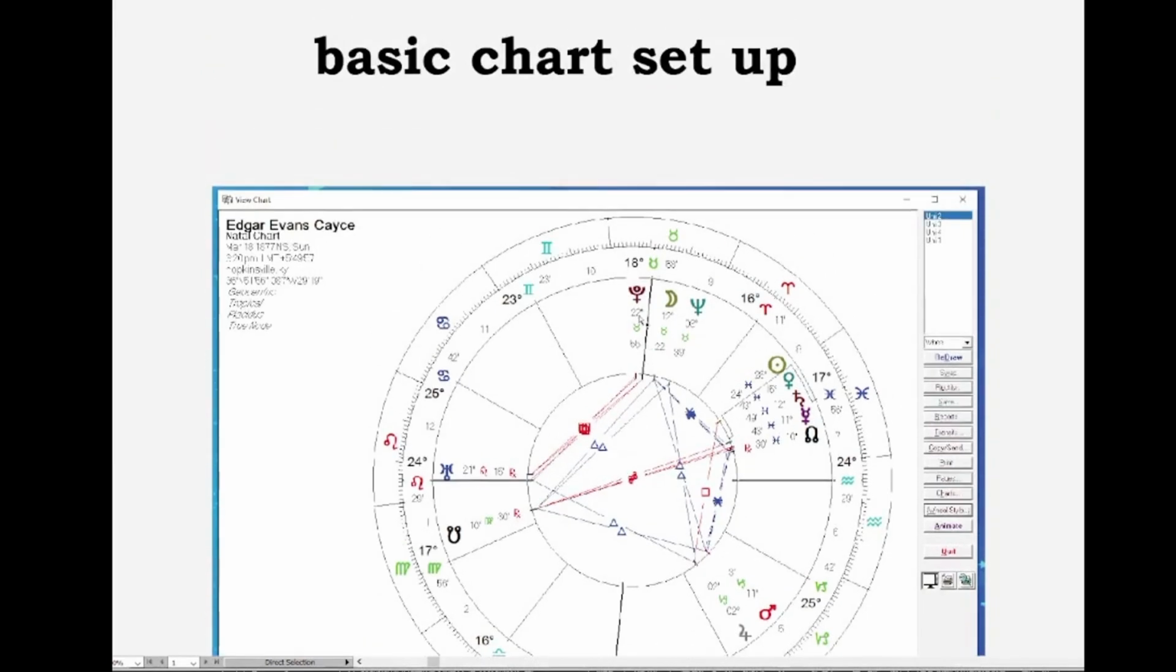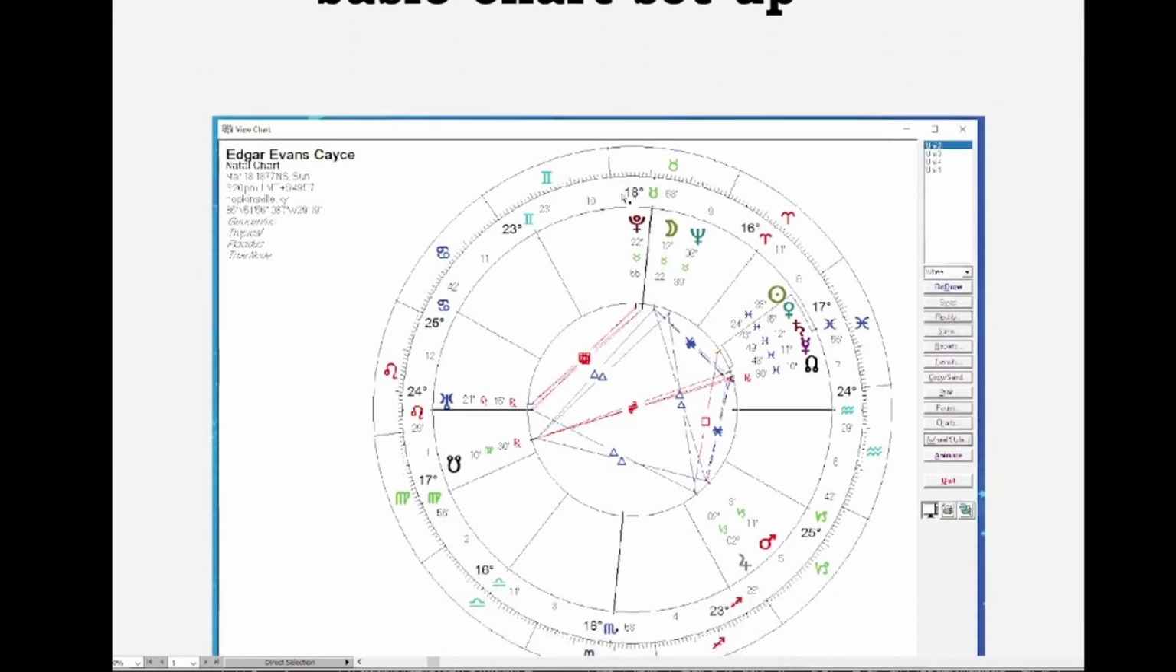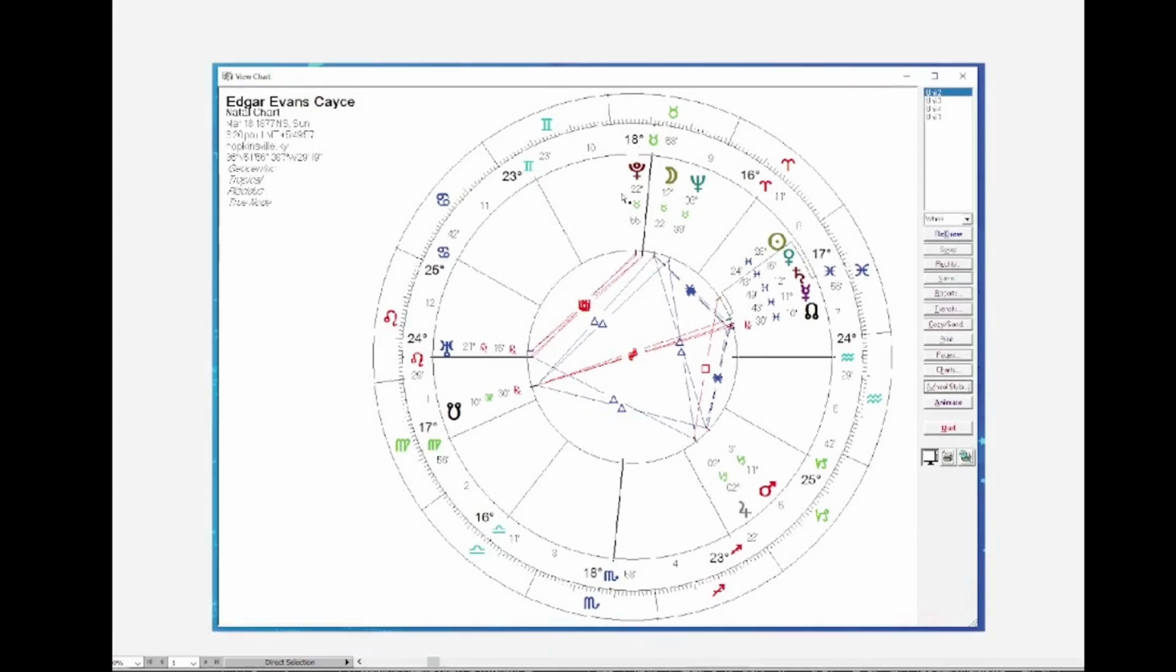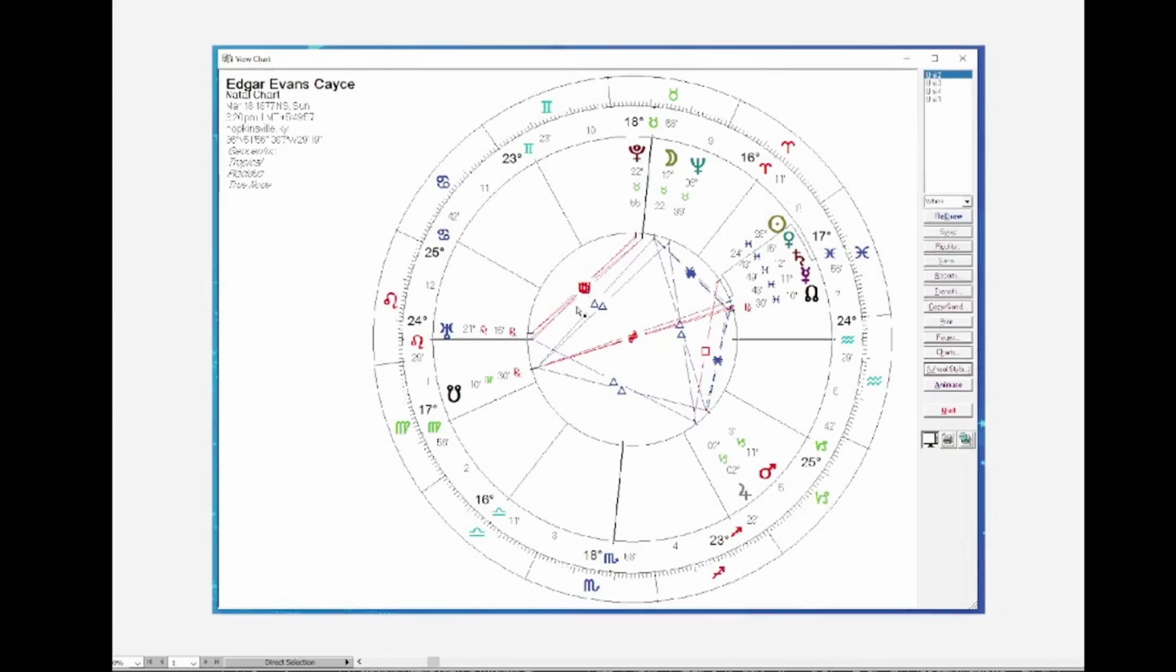Okay, so I'm just going to talk about your basic chart setup. Most Western astrologers will use this wheel, this circle. For this example, I'm going to use Edgar Cayce's chart. I just did a copy paste here. You can't really see his birth information or any of the options over here.